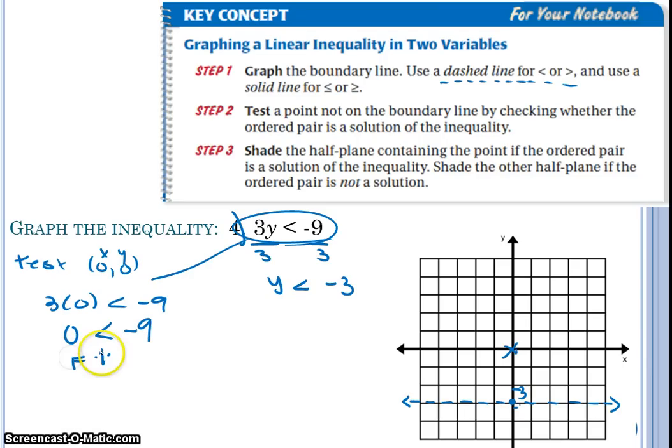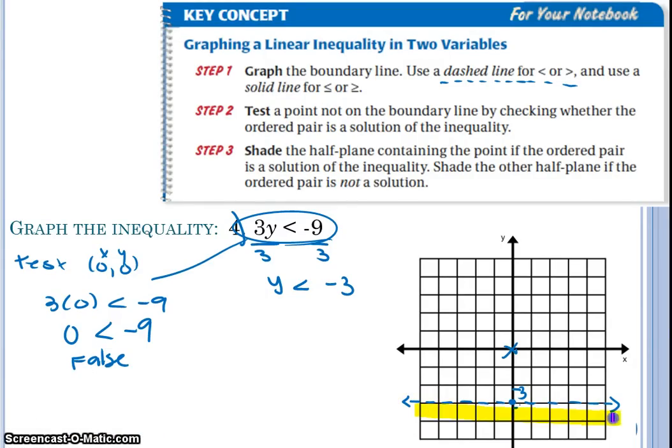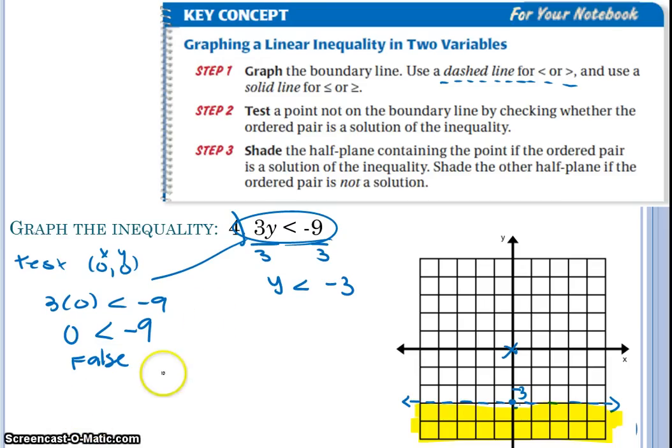Well, again, that's false. So since 0 is not less than -9, we're not going to shade towards it. We're going to shade away from it since it's false. So I'm going to shade below the line. So I'm going to shade down here. Now, since both of these ended up turning false, I'm going to show you what would happen if we chose a different point where it would be true. So you don't have to write this down.